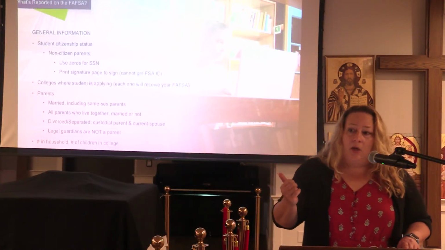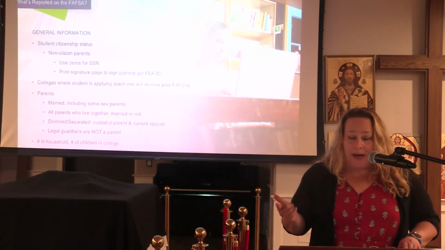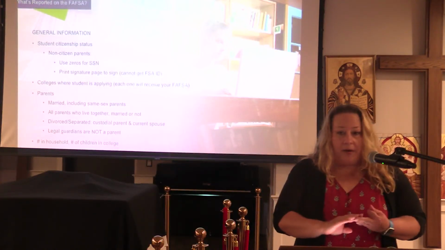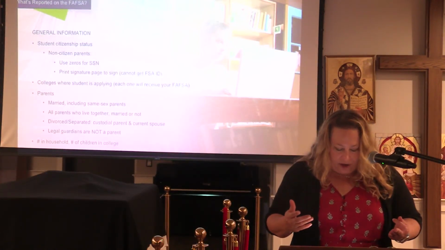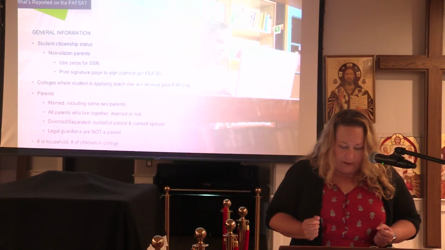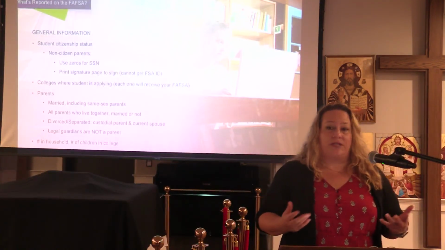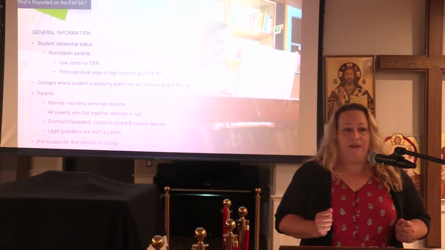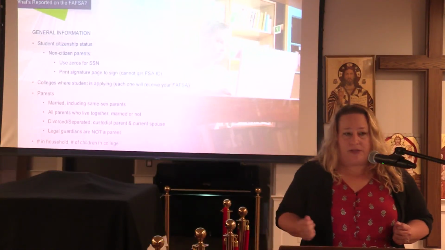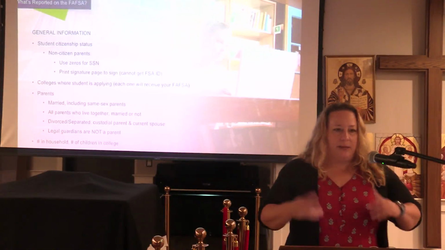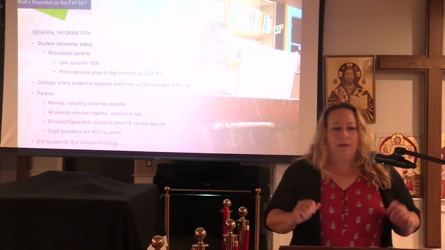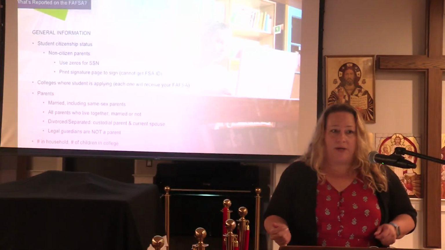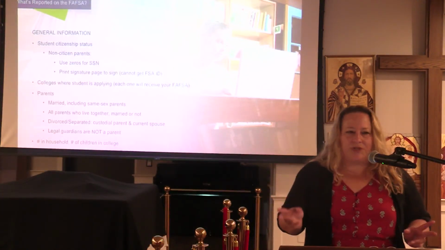So parents, who is filling out the information as a parent? It's going to be parents who are married, same-sex parents, parents who might not be married but are living together. Both parents would fill that out. If it's a case of a divorced or separated family, then it will be the custodial parent that fills out the FAFSA form with their current spouse if they're remarried, okay? So let's say mom and dad divorce, mom gets remarried, it would be mom and stepdad's information on the FAFSA if the student lives with mom more than 50% of the time. So that's how you figure out who's the custodial parent.